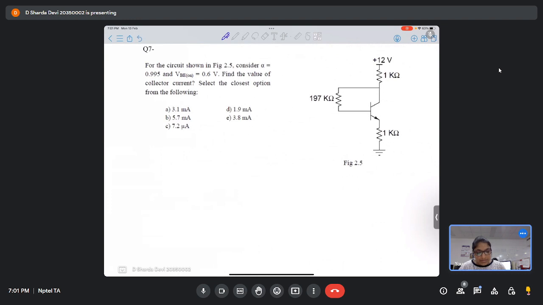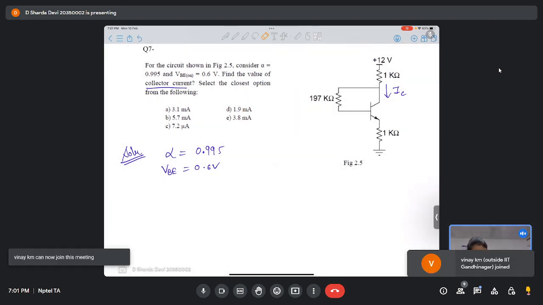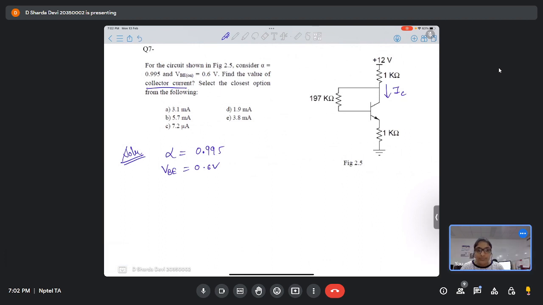In this, again writing down the given: alpha is given to be 0.995, VBE is given as 0.6 volts. Find the value of collector current, that is IC. So what is alpha? Yes, alpha is IC upon IE.